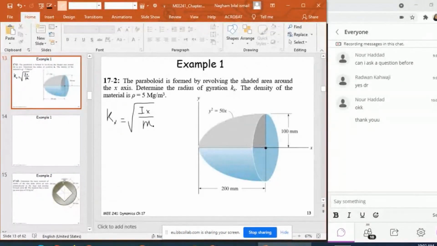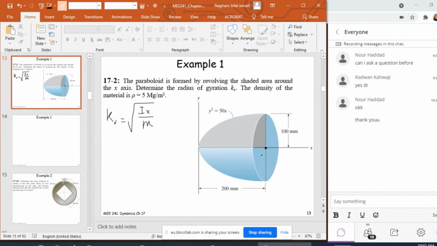All right, so here the question is to determine the radius of gyration kx, knowing that the density of this material rho is equal to 5 milligrams per meter cube. Okay, guys? Now, what do you think, guys? How to start? I have to start by indicating a differential volume, and then if I do the integration of this differential volume, I have to have this shape here.